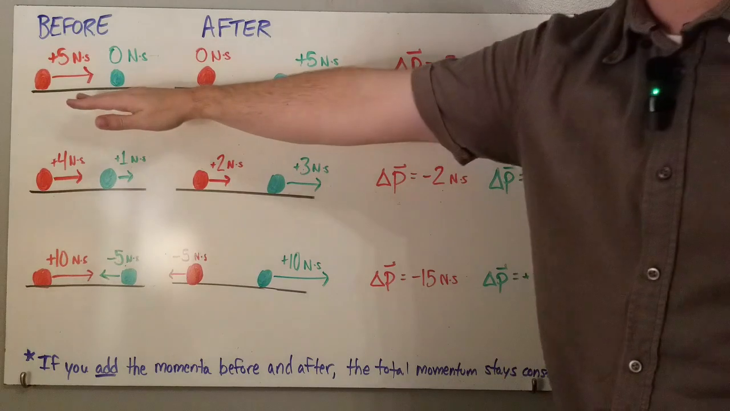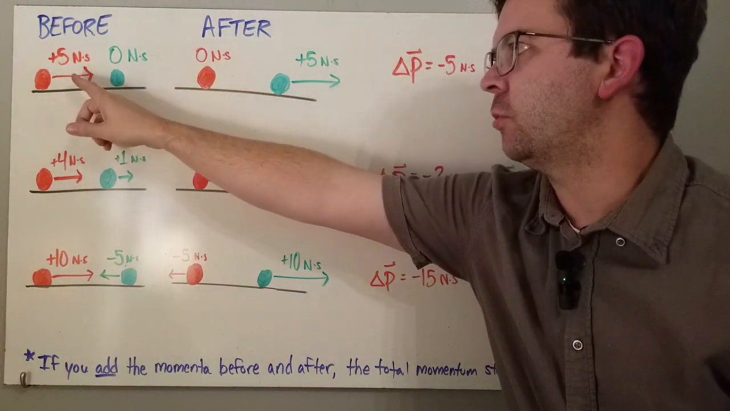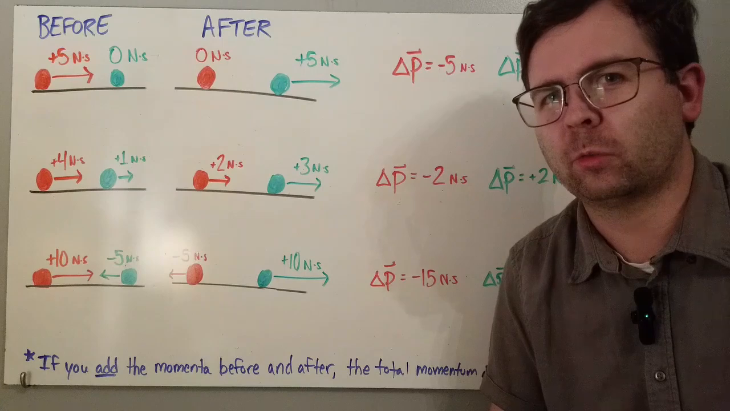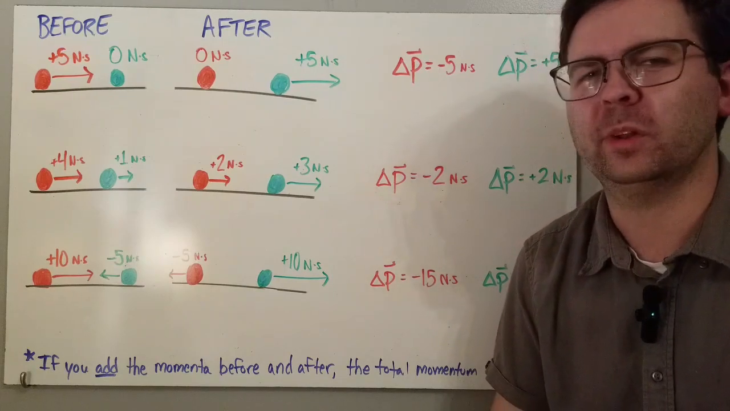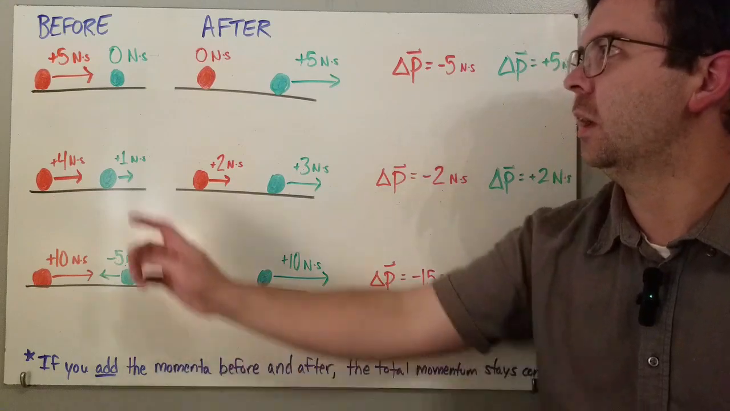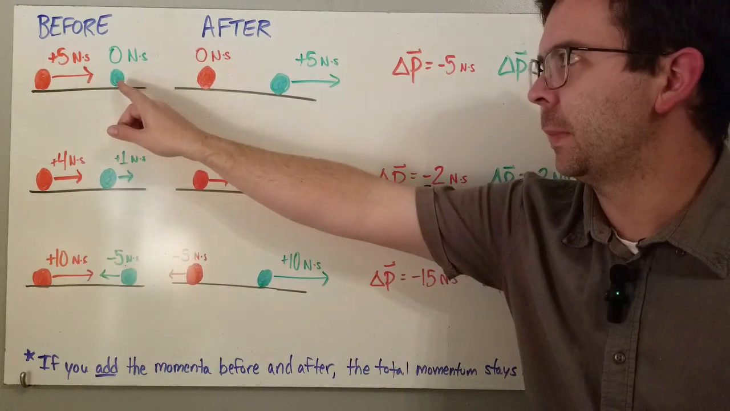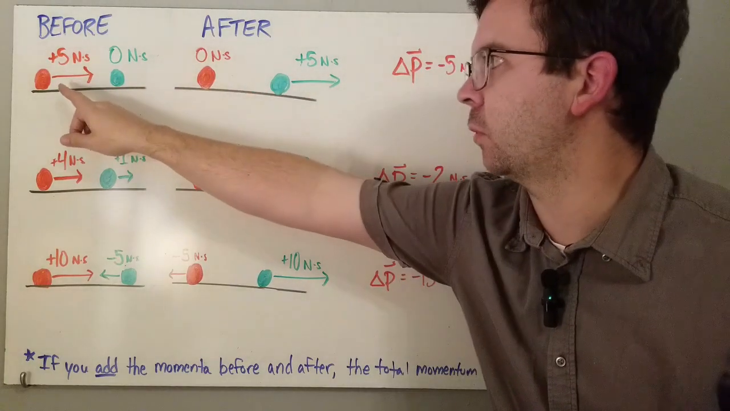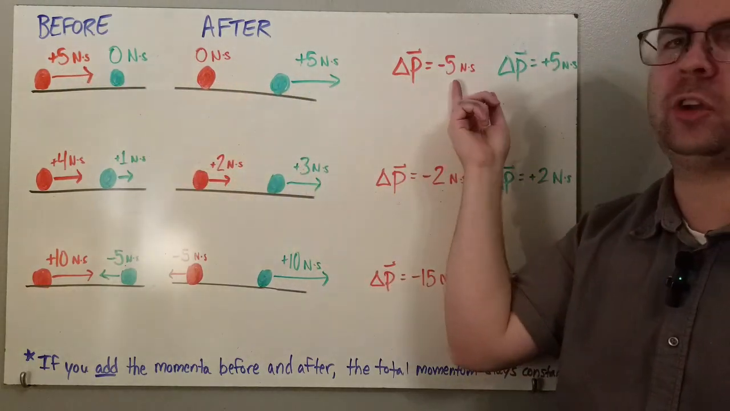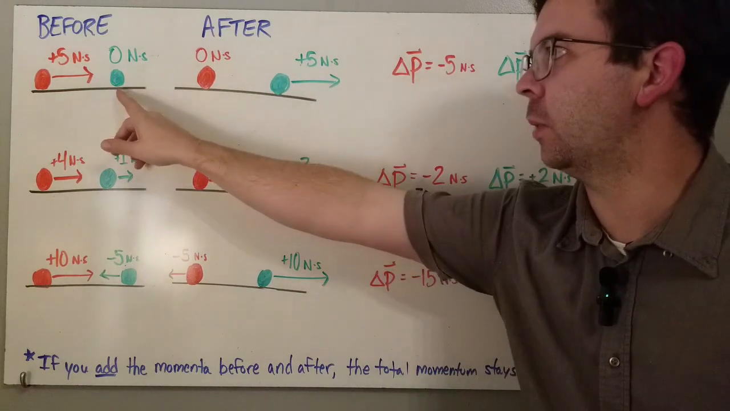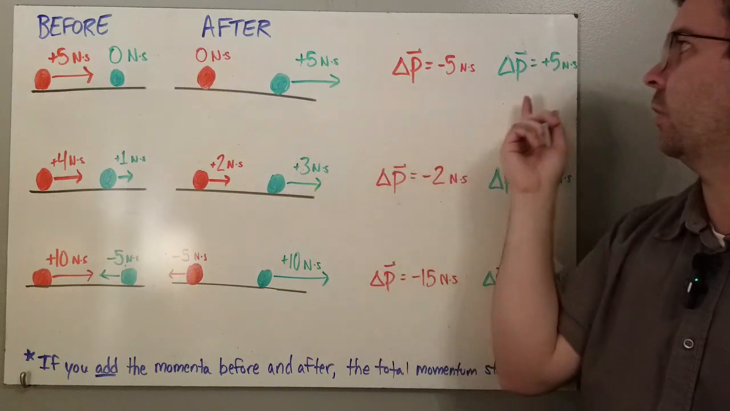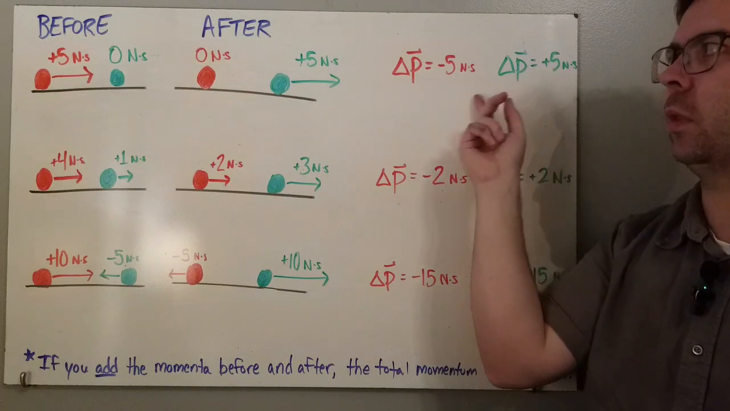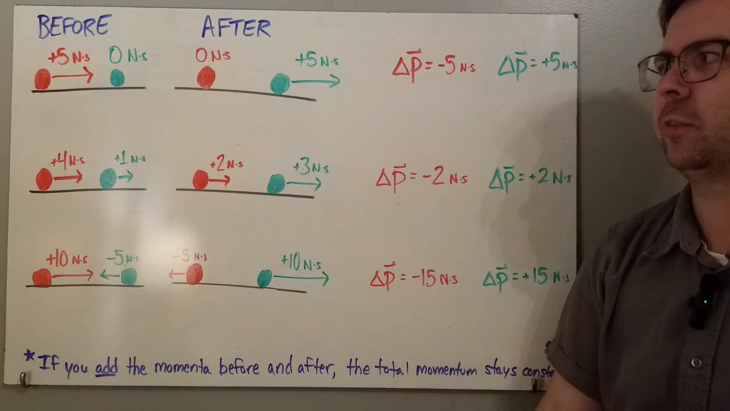So this first example at the top here, we have one ball moving at 5 Newton seconds. A Newton second is just another unit for momentum and is shorter to write and say. So I decided to use that unit instead of kilograms times meters per second. So we have 5 and 0, and after the collision, we have 0 and 5. So if you look at the change in momentum of the red ball, it's gone from 5 to 0, so that's a change of -5. And the green ball has gone from 0 to +5, so that's a change in momentum of +5 Newton seconds. So you can see these two are equal and opposite. We have -5 and +5.